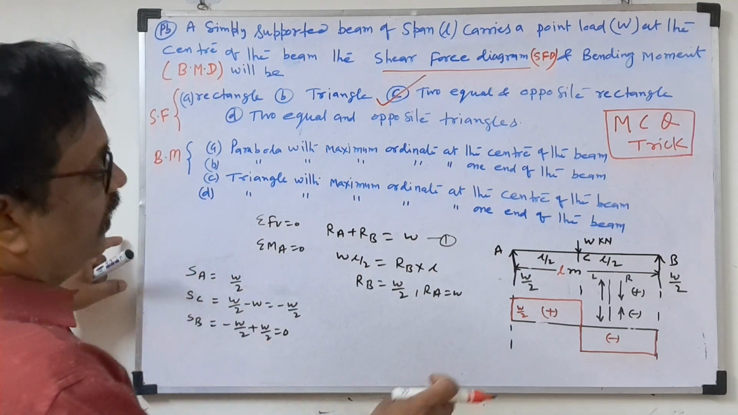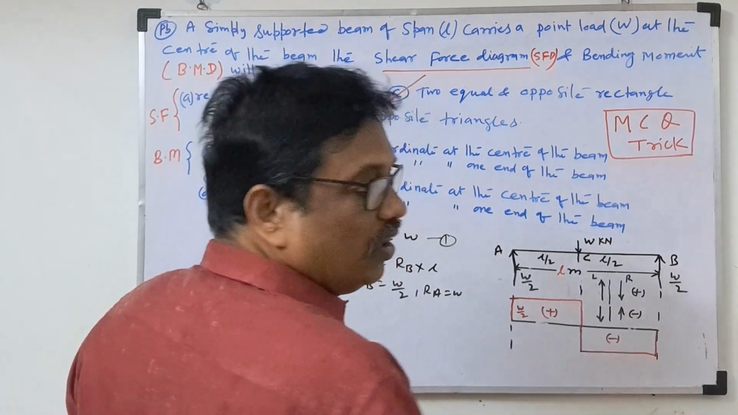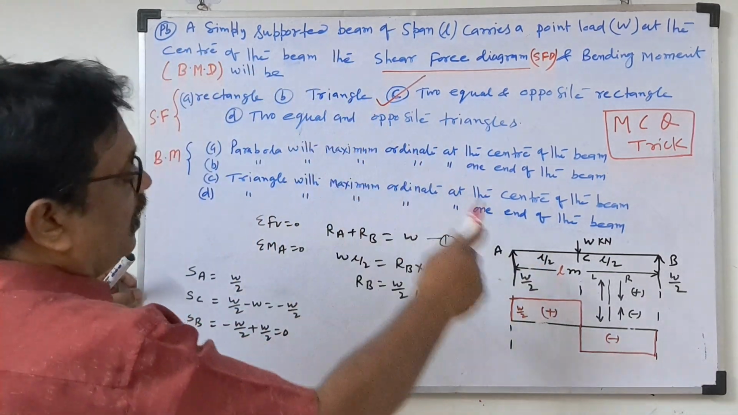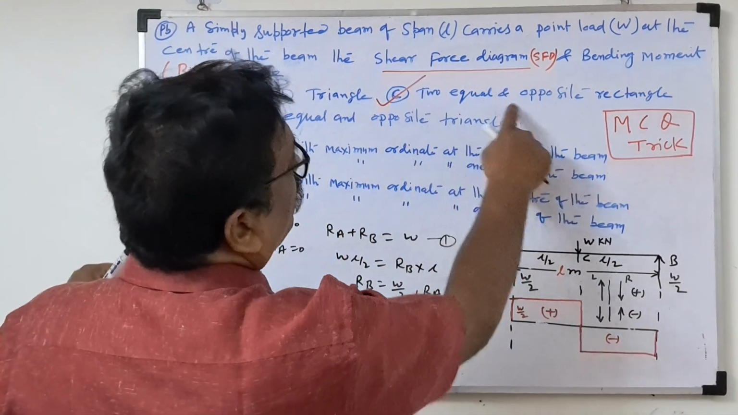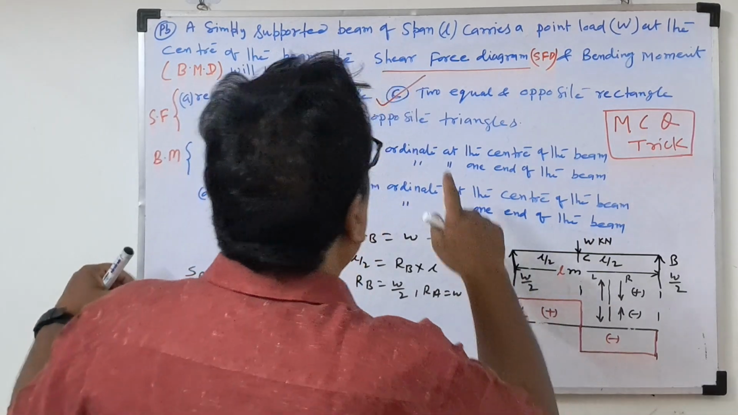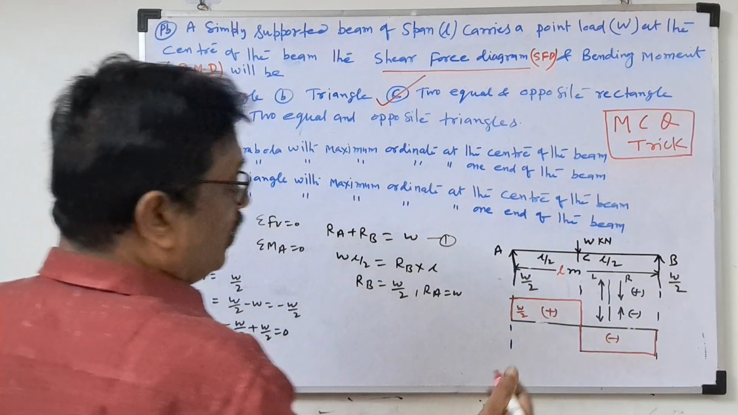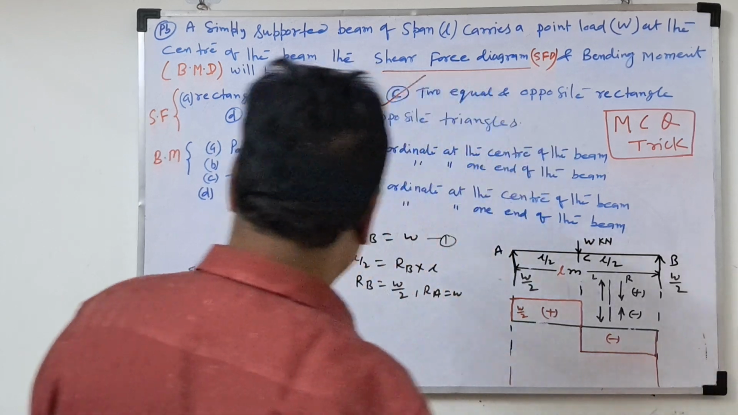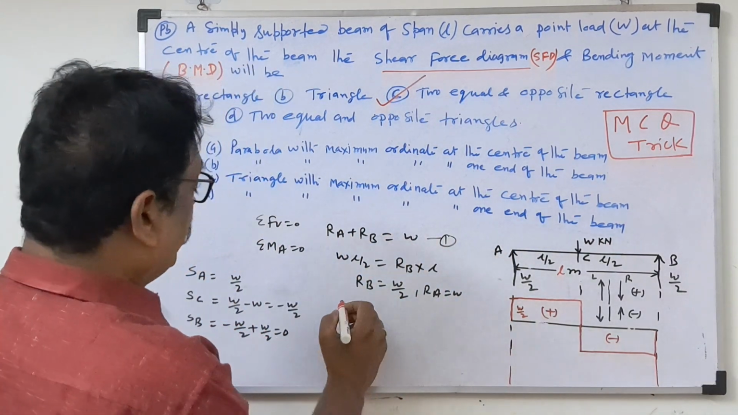If we draw this, a lot of questions are solved based on this, but if an objective question like this is given, this will be the answer. What is the answer? Two equal and opposite rectangles. Now if it is the bending moment, what will come? So we'll draw the bending moment and we'll see what type of bending moment diagram is coming here. So we'll see the bending moment calculations.